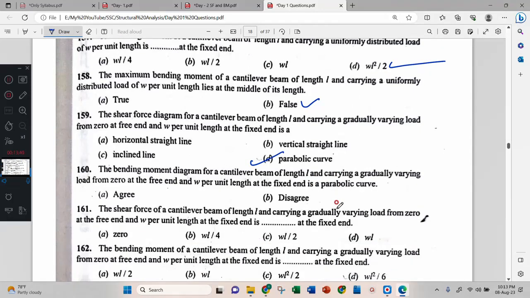Next. Bending moment diagram for a cantilever beam of length L carrying gradually varying load from 0 at the free end and W at the fixed end is parabolic. Disagree. Correct? Because it should be cubic.